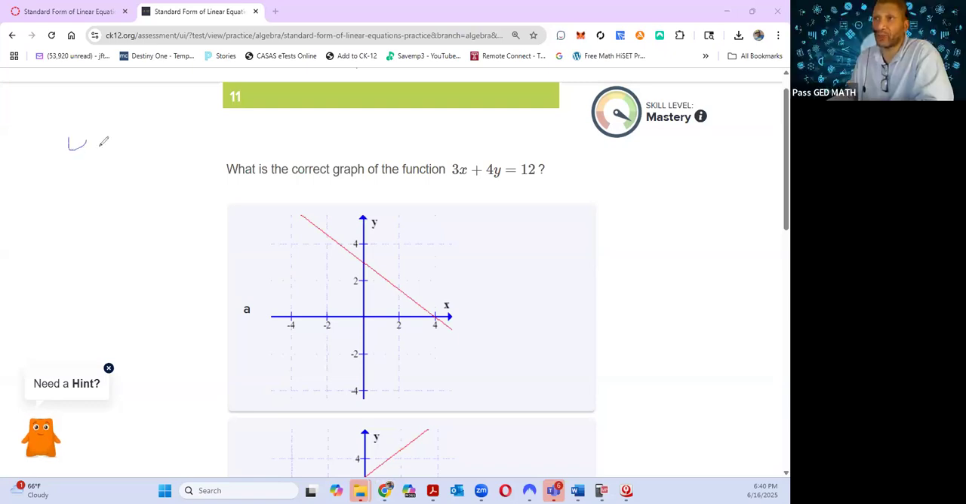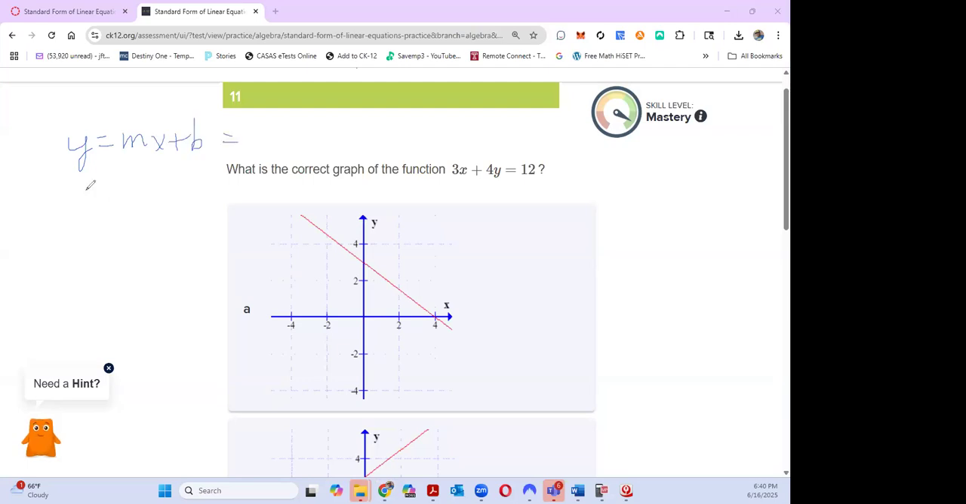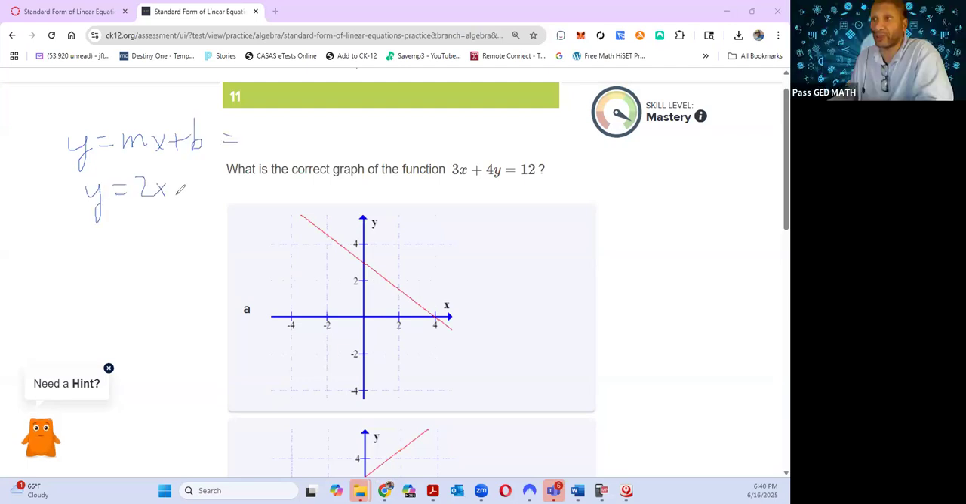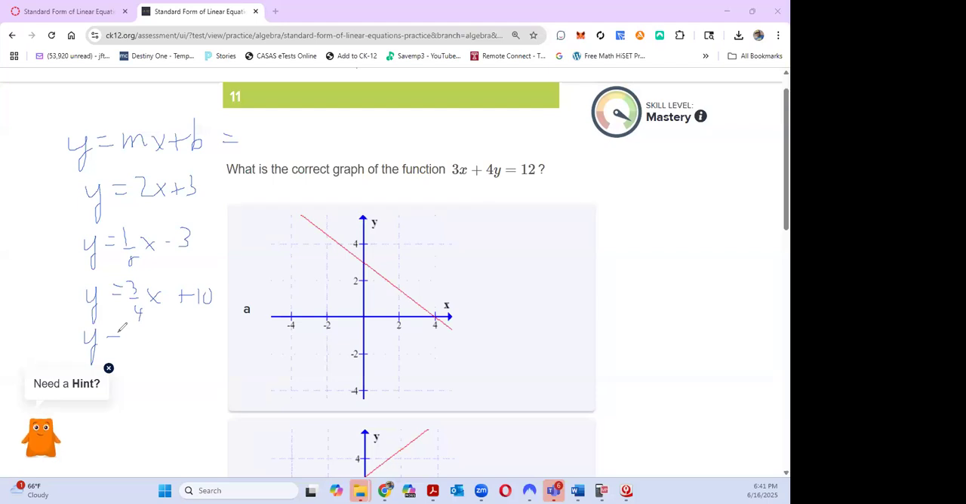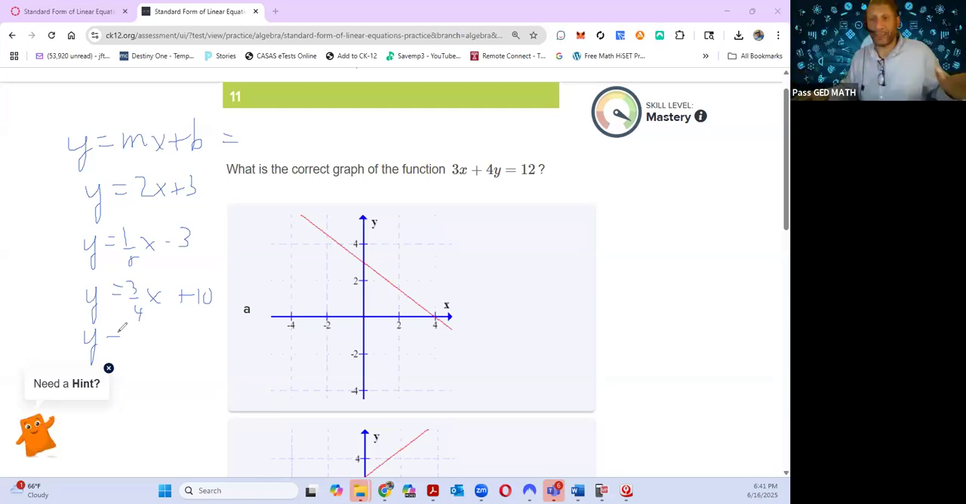Slope intercept is y equals mx plus b. An example of that would be y equals 2x plus 3. Another would be y equals 1/2 x minus 3. Another would be y equals 3/4 x plus 10. If you don't see y equals, it's not slope intercept form.